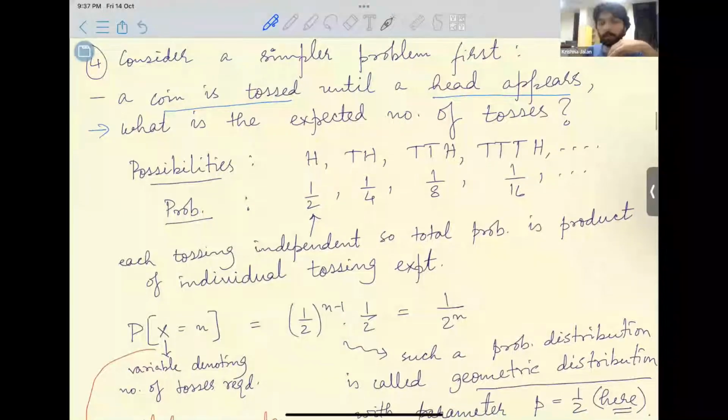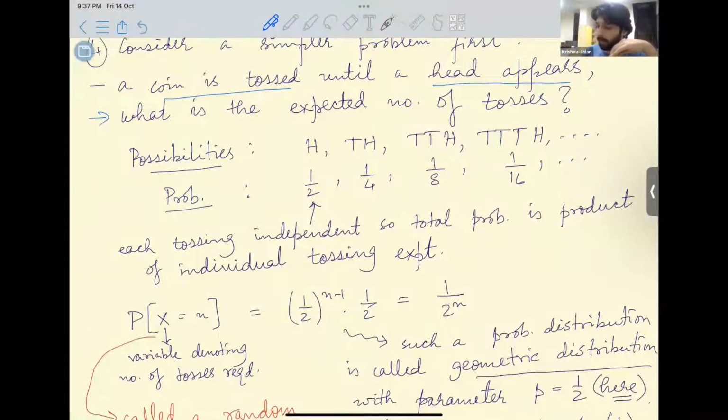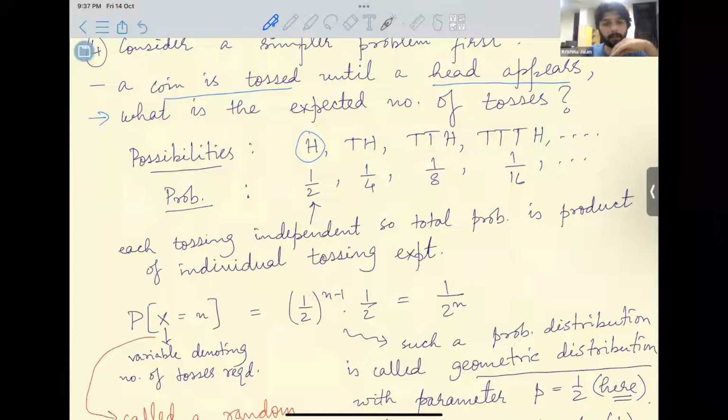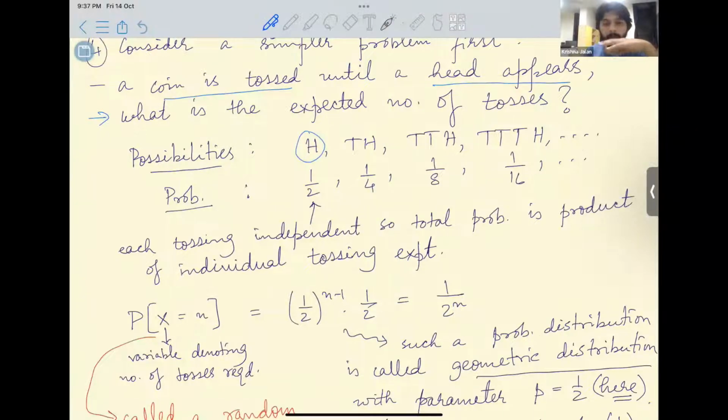Okay, so what are the possibilities? Let's say I get a head at the first turn itself. Like I toss a coin, I get a head, I'm done. I'll stop. Then it could happen that on the first tossing, I did not get a head, I got a tail, and in the second one, I got a head. So I'll stop at the second tossing. Similarly, I could stop at third, I could stop at fourth, and so on.